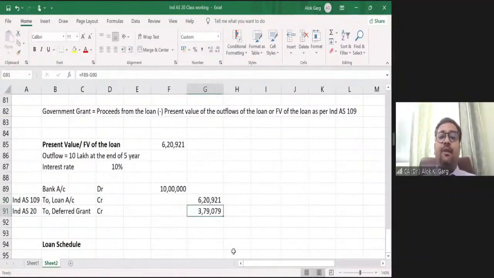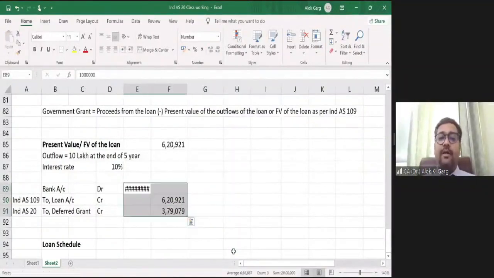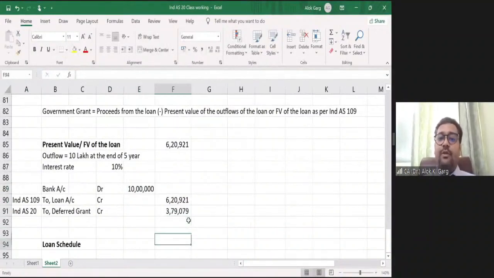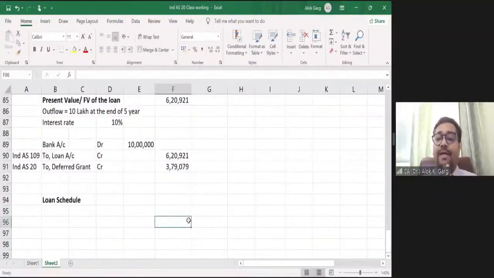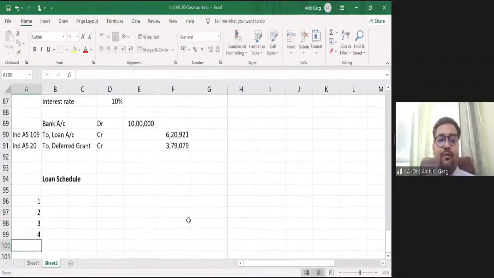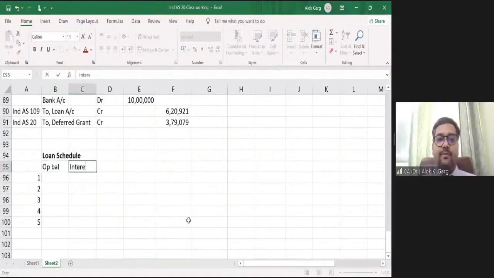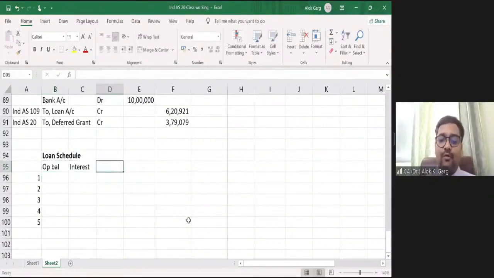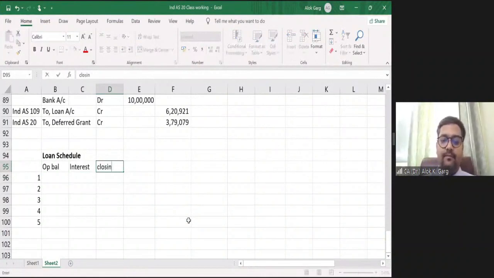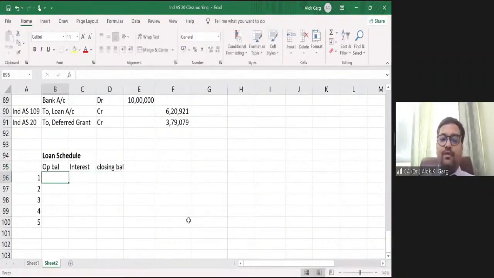So friends, the difference will go to the government grant. The standard says that the difference will go to the government grant. Clear? So now we need to prepare a loan schedule. I am talking about the entire accounting for the next 5 years. When I say loan schedule, of course, in the first year, what is the opening balance? Then your interest expense, then your closing balance. The opening balance of the loan is 62921.